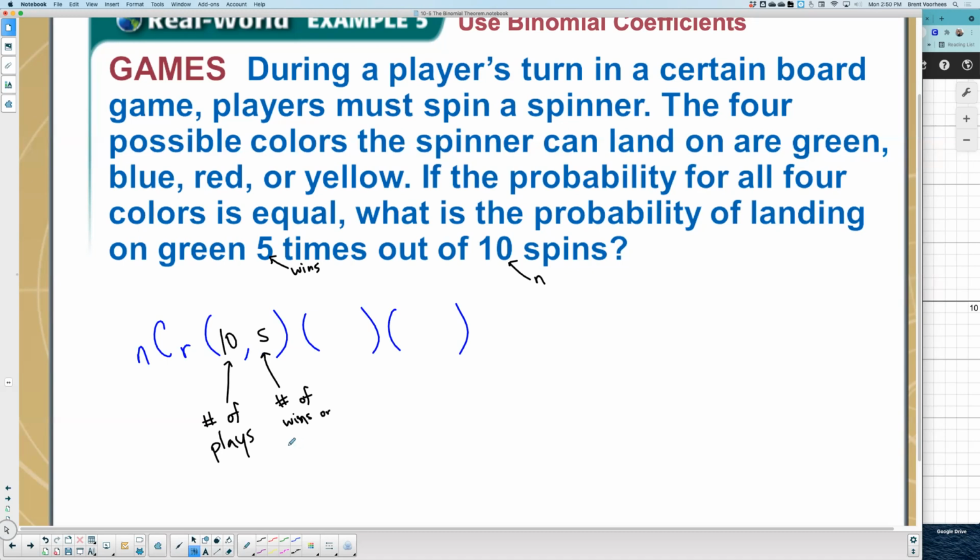Wins or losses. It can be either one, and it'll calculate the same. Now, what are the odds of winning? I got one answer. I want to hear it from more students. What are the odds of hitting green on the spinner?